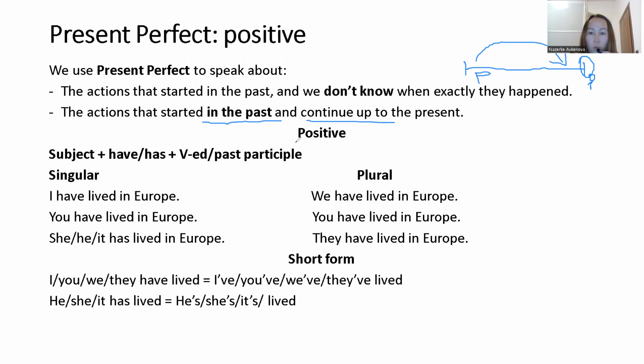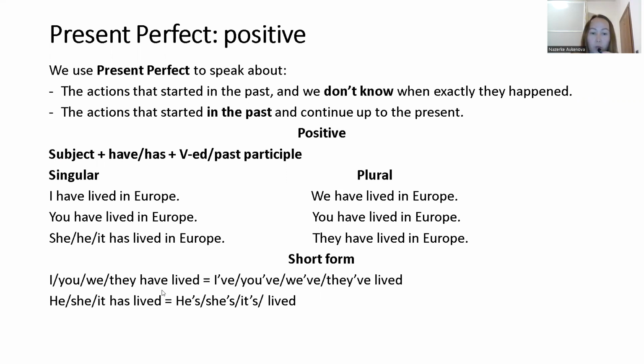Now let me explain the positive sentence of present perfect. This is the structure of how to make a sentence in positive form. Subject, and then we use have, has, and the verb ed or past participle, verb 3. In singular form, we need to write like this: I have lived in Europe. So you see here subject I, have, and then verb lived, and so on. In plural form, we have lived in Europe, you have lived in Europe, and so on.